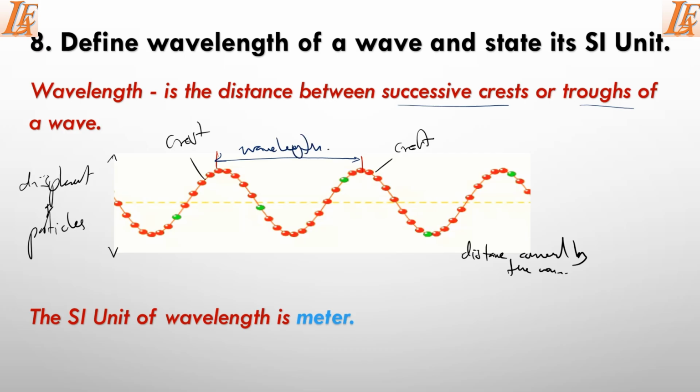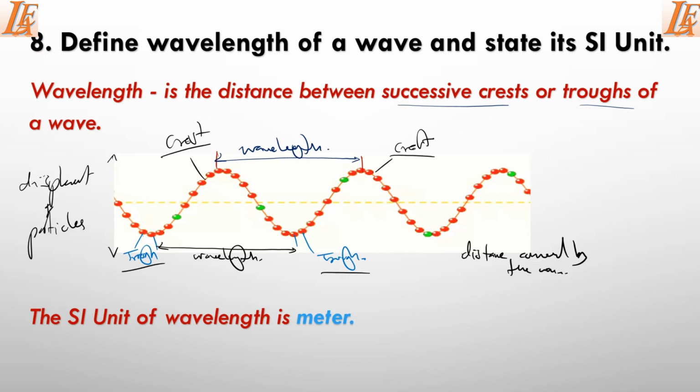Or if you use the troughs, then you have to look at the first trough. This is the trough, and then this is the successive trough, the one which is following the first one. Therefore, the distance between these two troughs, from here to this point here, is what we call the wavelength. So you can get the wavelength either by using crests or using two successive troughs.